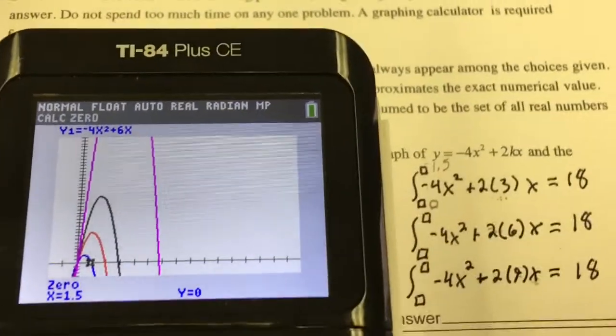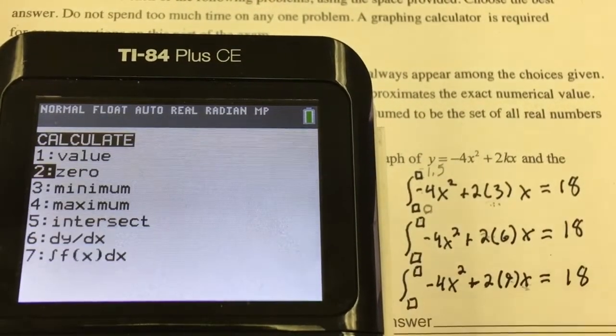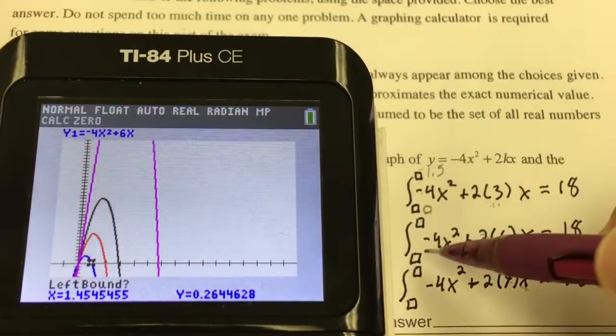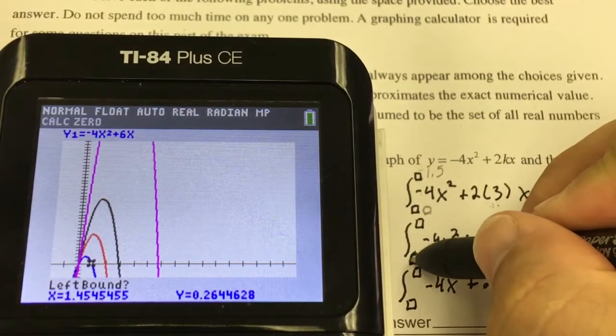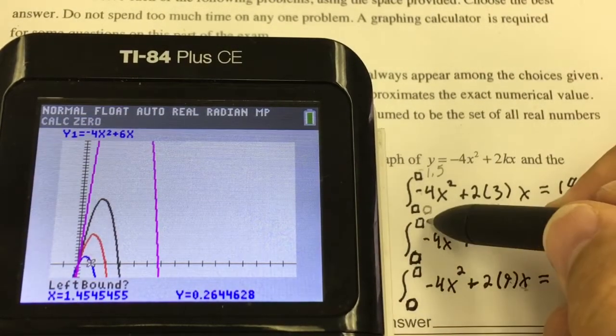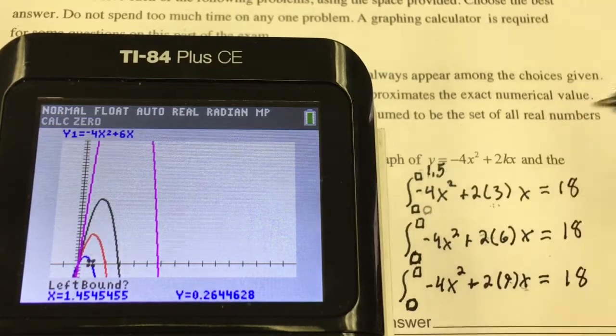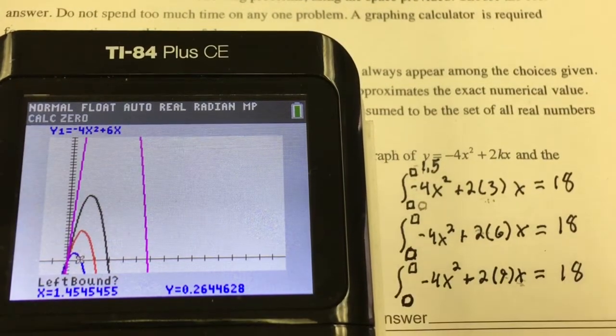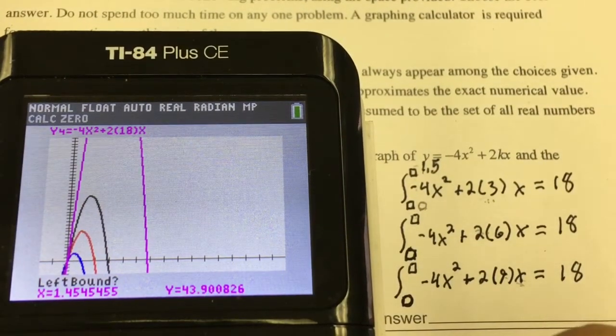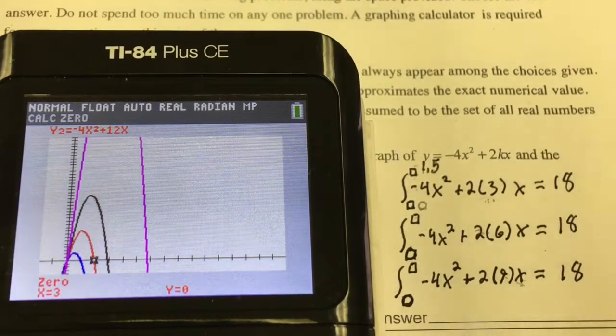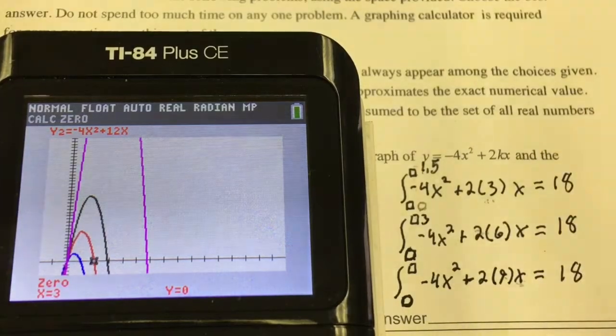Now I might as well, while I'm here, get the other graphs. Second calc, 0. Notice they all go through 0, 0, so I'm okay with that. The lower limit is 0 for all of them. I need to figure out what the upper limit is. In this case, the upper limit was 1.5. So let me up arrow to the second graph. Left bound, enter, right bound, enter, and that one's at 3. So it's going to be from 0 to 3 for that graph.